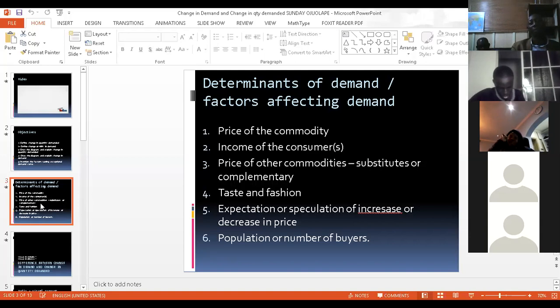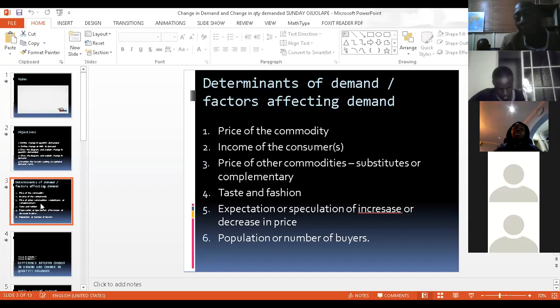That means they will just give it time that it's going to go to 35, go to 30, go to 25, and probably 20. So instead of buying at that price, they will still wait and allow it to fall further. So expectation or speculation of the consumers will also affect demand for product.